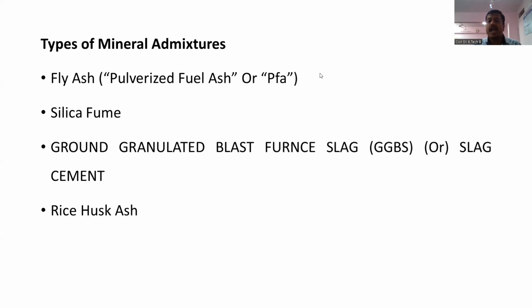Okay, and the size of silica fume, you are not going to imagine, it is 50 times smaller than one cement particle. The size of silica fume is 50 times smaller than one particle of the cement particle. So you just imagine how fine silica fume is.